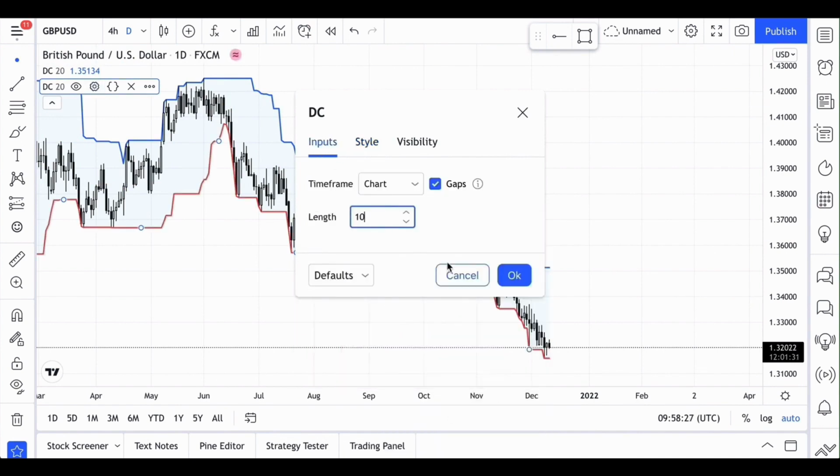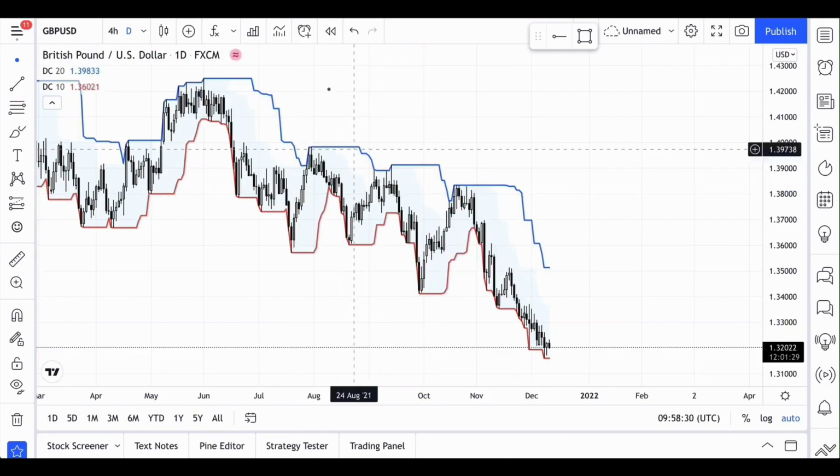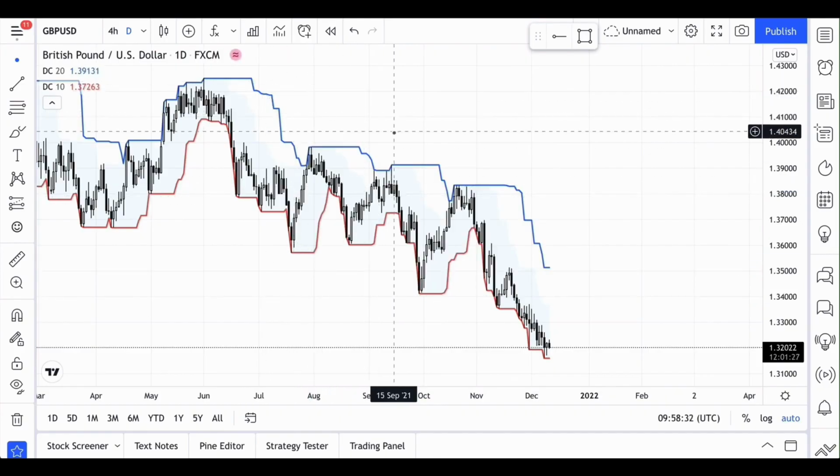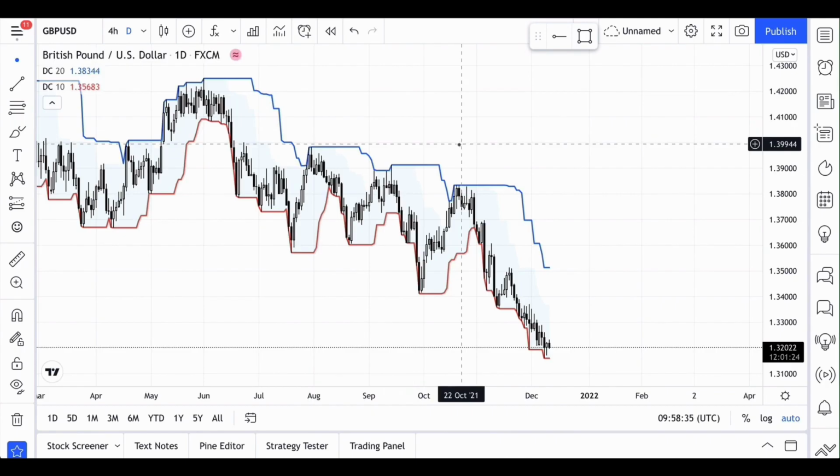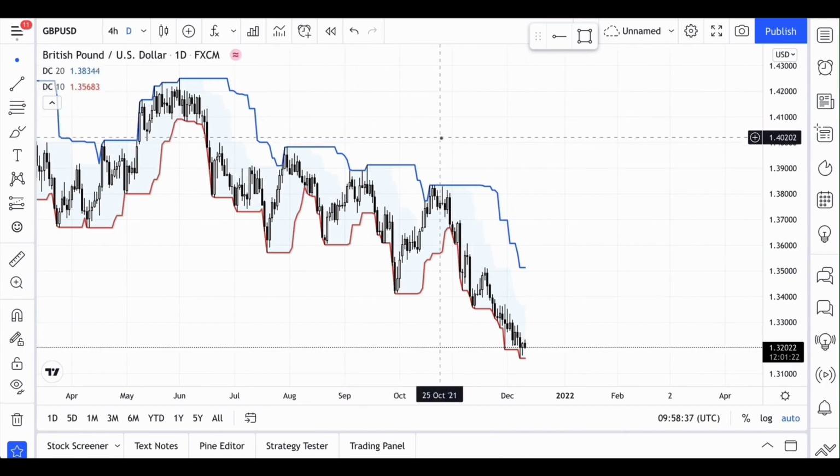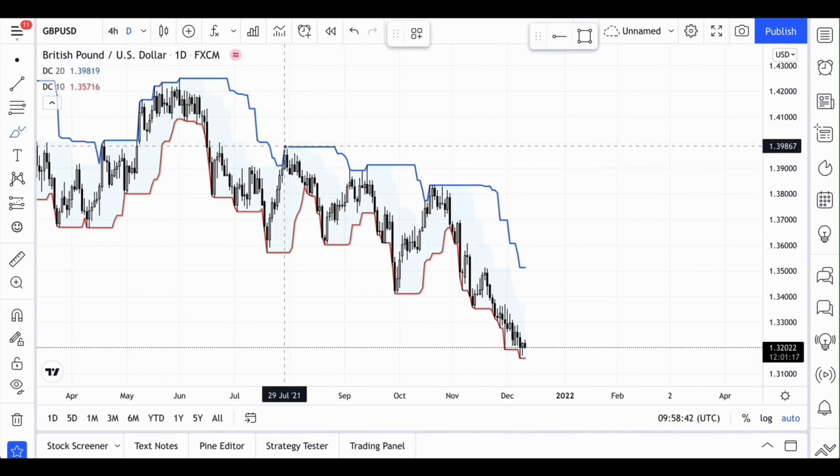We're going to set it to 10. This will help us determine entry and exit points for positions. That's why it's very useful to have both 20 and 10. How do you interpret it? As I explained to you just before, you can see that it determines the highs and the lows.